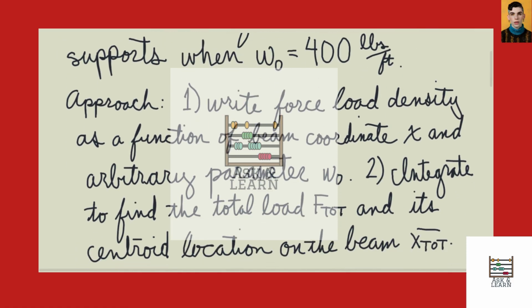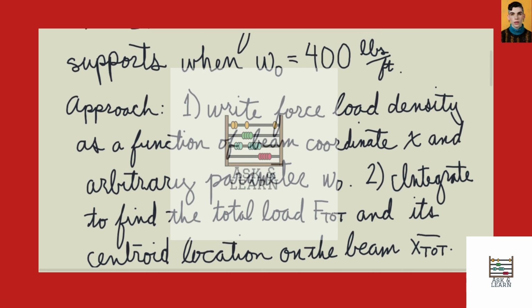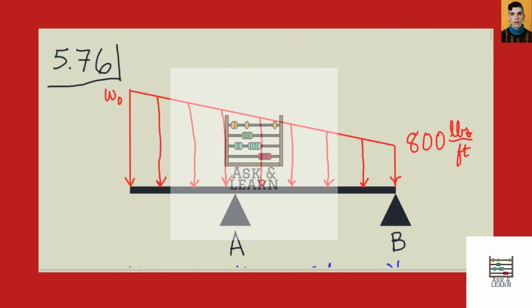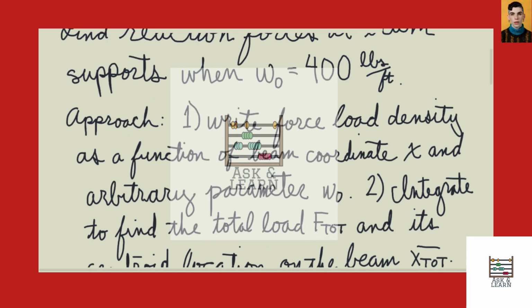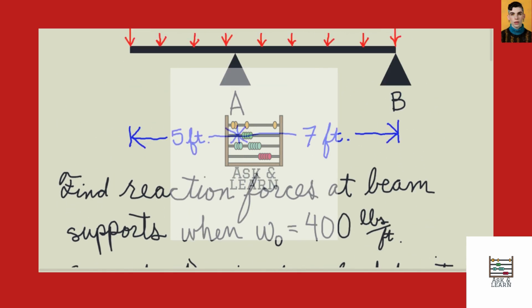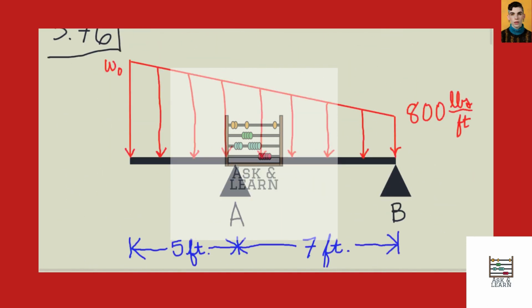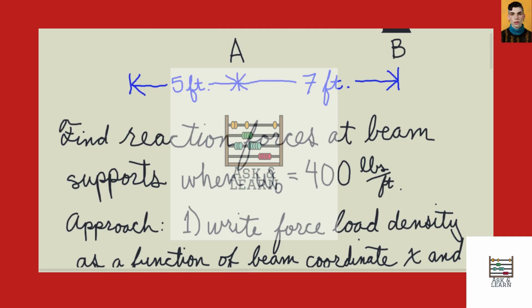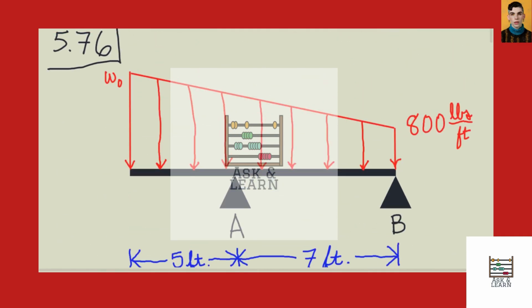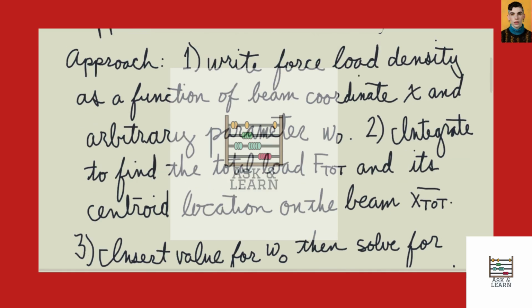The approach we're going to use to solve for these reaction forces at each of the supports is to first write out the load density, this linearly varying relationship, as a function of the beam coordinate x, that's the span from the leftmost point, and in terms of the arbitrary parameter that we are given. For the next problem, it's better that we keep it arbitrary as long as we can. This parameter we will symbolically represent as W sub naught.